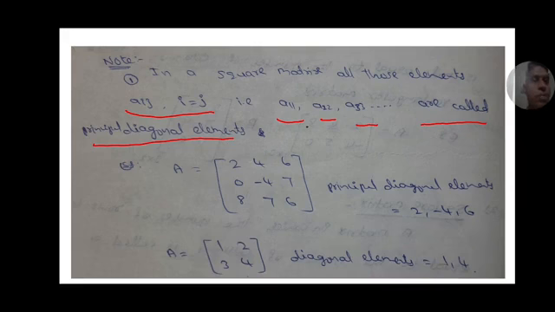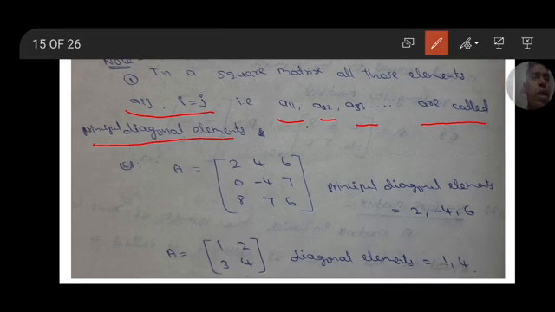First example: 2, 4, 6, 0, minus 4, 7, 8, 7, 6. It is a 3 by 3 matrix, 3 rows and 3 columns. Therefore, it is a square matrix. In a square matrix, A11, A22, A33, that is 2, minus 4, 6, are called principal diagonal elements or diagonal elements.